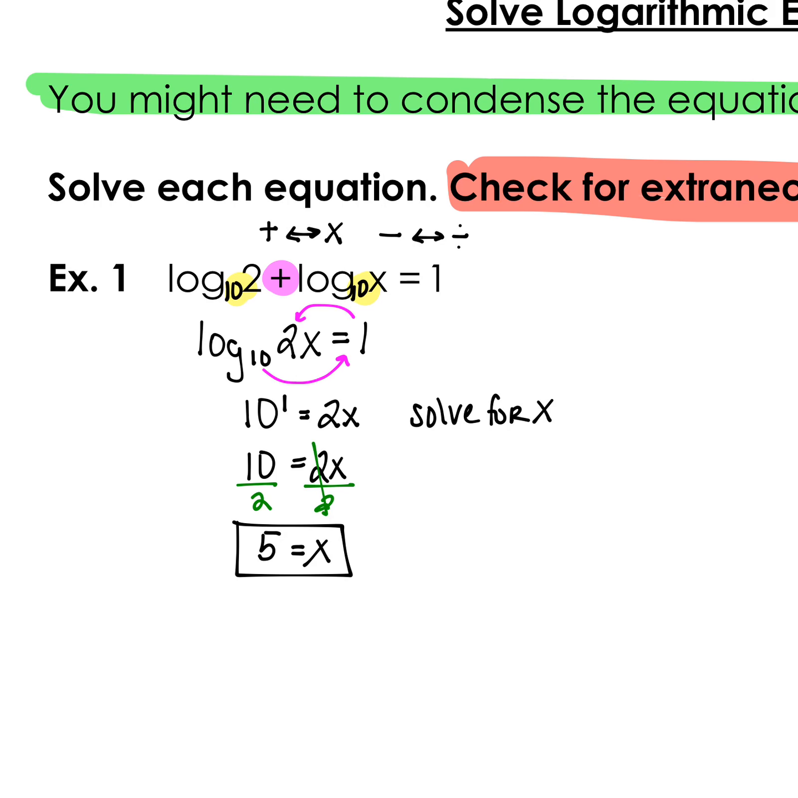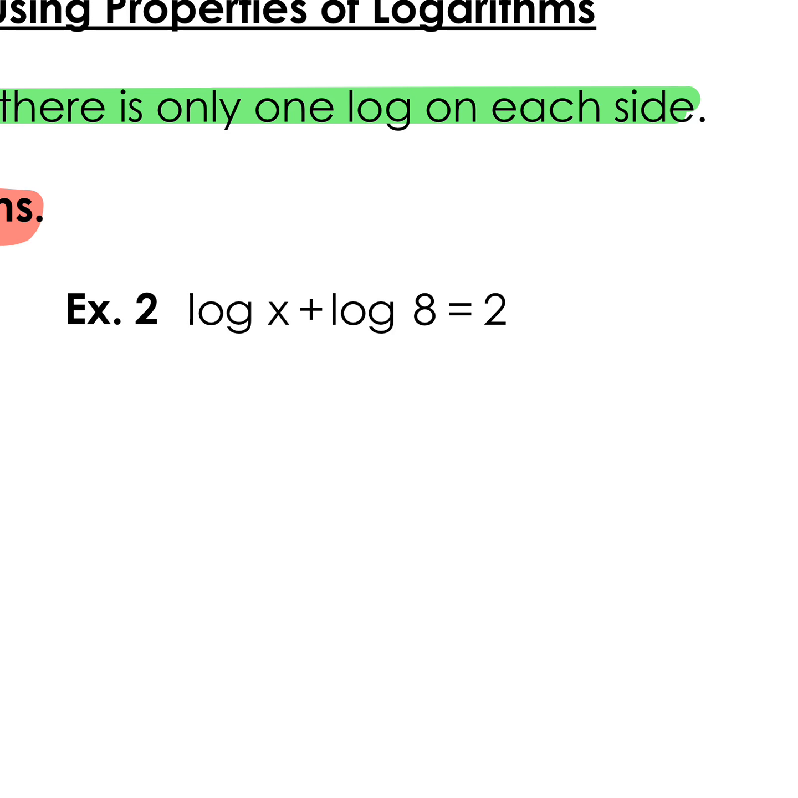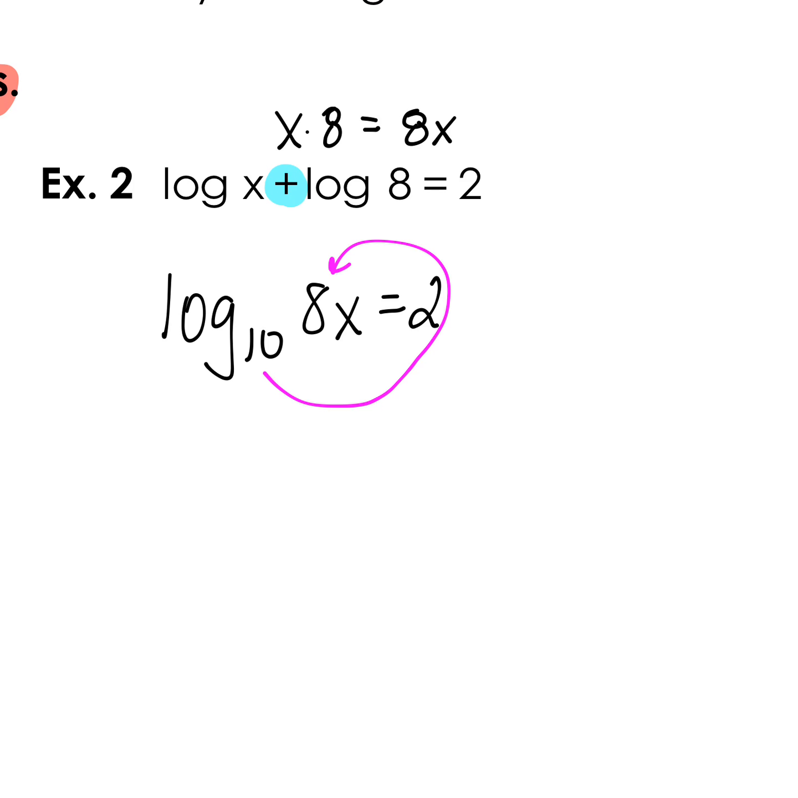Okay, not too bad, right? All right, let's go over to number 2. So again, this is going to be adding. So when we condense it, remember log base 10, now this is going to be x times 8. So x times 8 can still be written as 8x. So let's just go ahead and write it like that so we're familiar. So now we do our loop-de-loop, convert it into exponential, so we get 10 squared equals 8x.